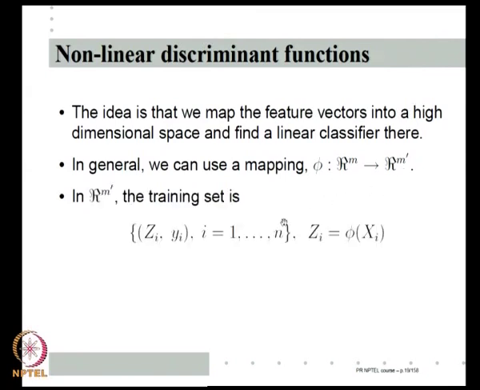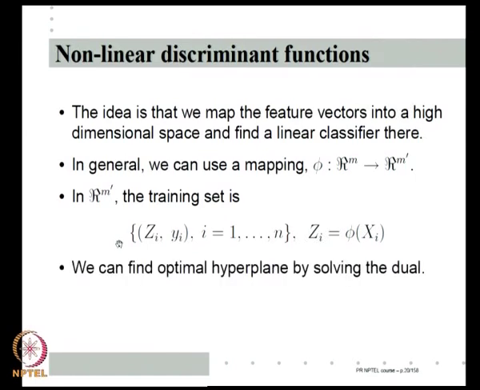Remember that. So, in the Rm prime space, the new space, what will be the training set? The training set will be (zi, yi), where zi is equal to phi of xi. Earlier the training set was (xi, yi) in the m dimensional space. Now, in the m prime dimensional space, the training set will be (zi, yi), where zi is phi of xi. Now, with respect to zi, I want to find a linear classifier. That is the same as finding the optimal hyperplane by solving the dual.